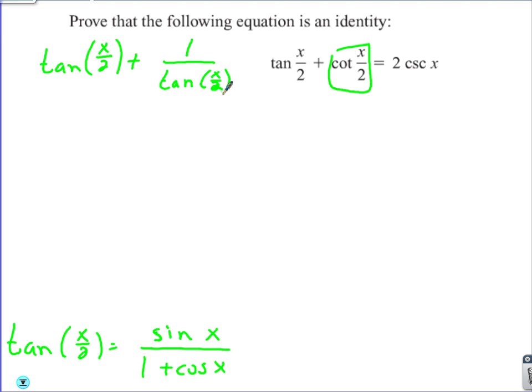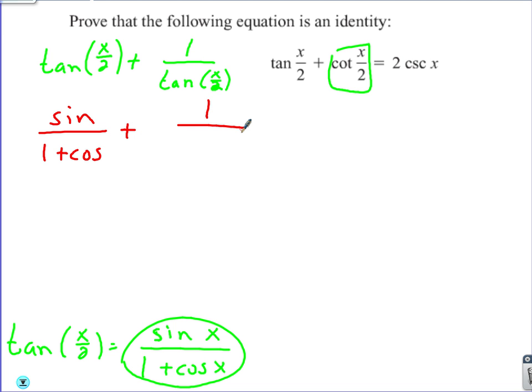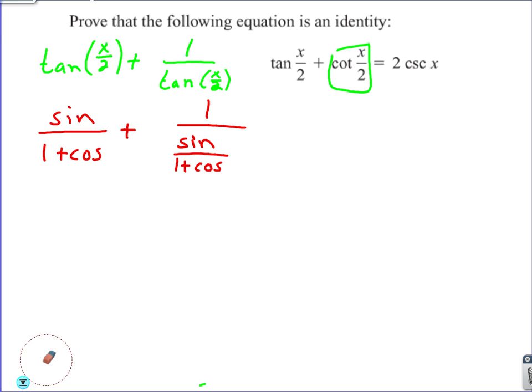Next step, I'm going to take out my tan of x over 2's and put in this. So now I have the sine, and I can take my x's away because I just have plain x's now. Plus 1 over the sine times 1 plus cosine? Everybody good with that? Now this is going to be a pretty easy identity. 1 divided by something, flip and multiply, so now I have the sine over 1 plus cosine plus 1 plus cosine over sine.